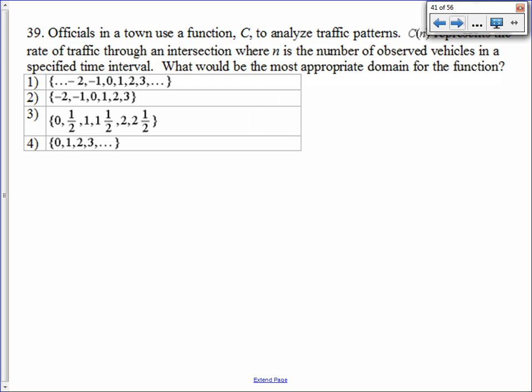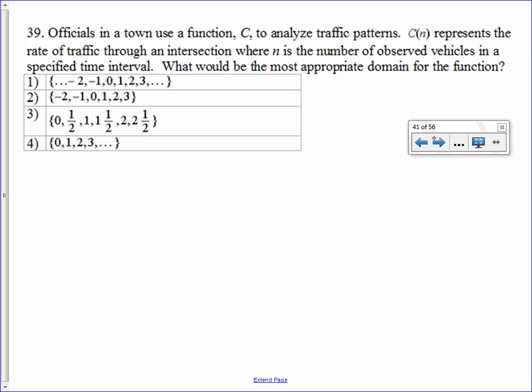Officials are telling you the function C to analyze traffic patterns. C of n represents the rate of traffic through an intersection where n is the number of observed vehicles in a specified time interval. So C of n is the rate of traffic, n is the number of observed vehicles. What would be the most appropriate domain? Well, domain is your x values, or in this case, your n values. So n is the number of observed vehicles.